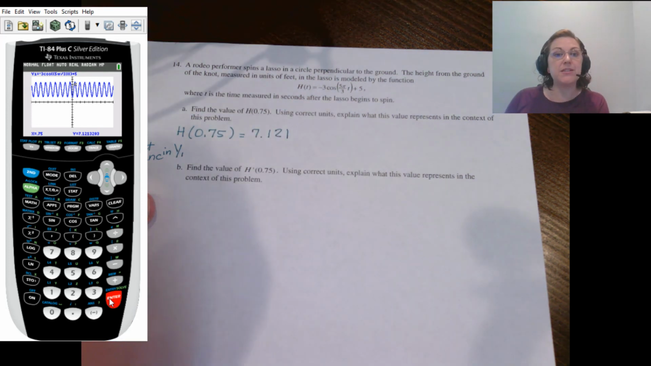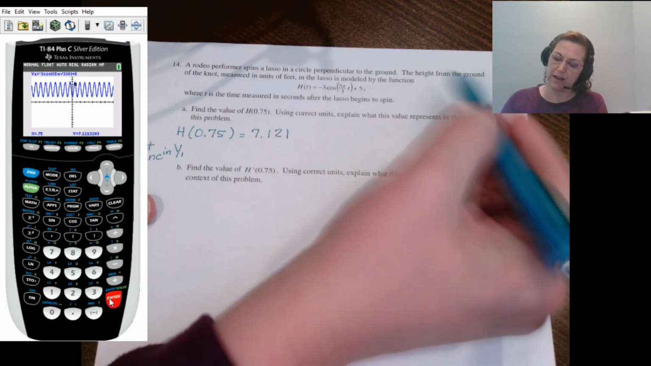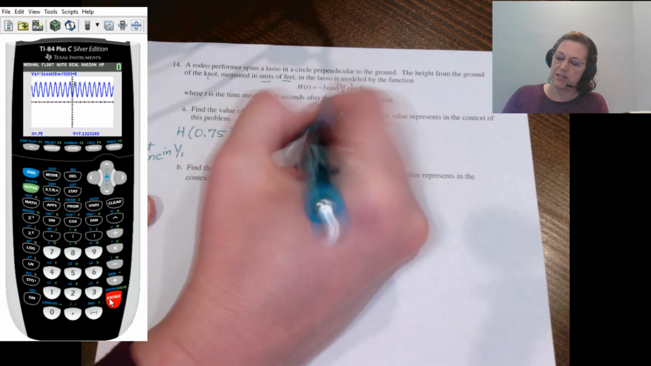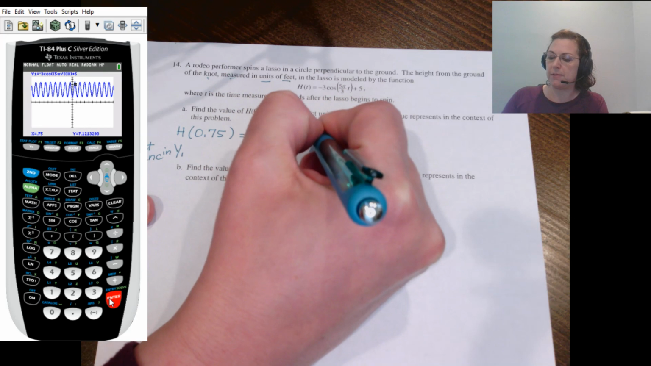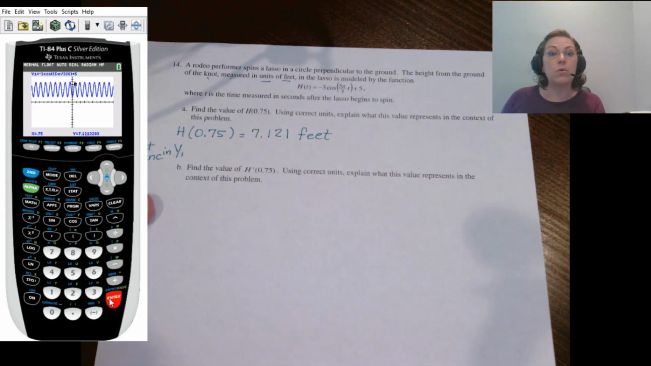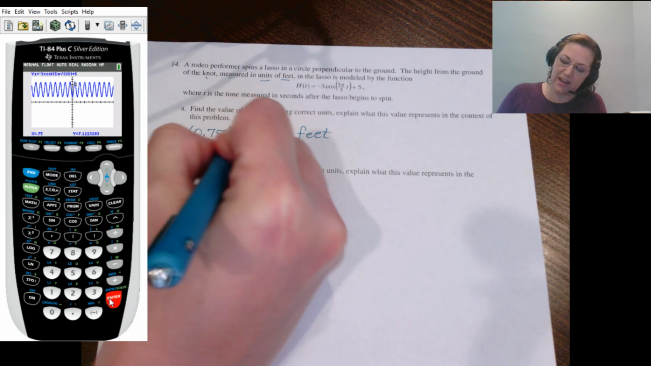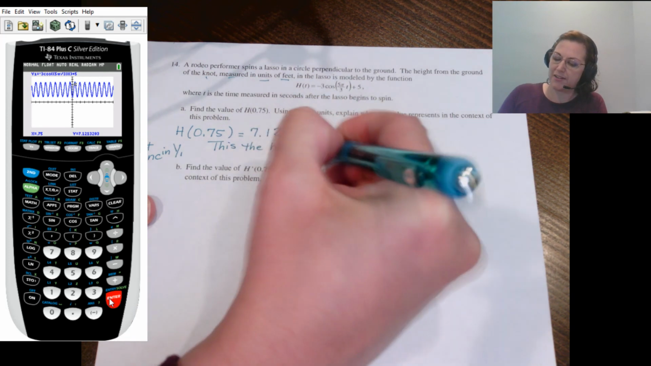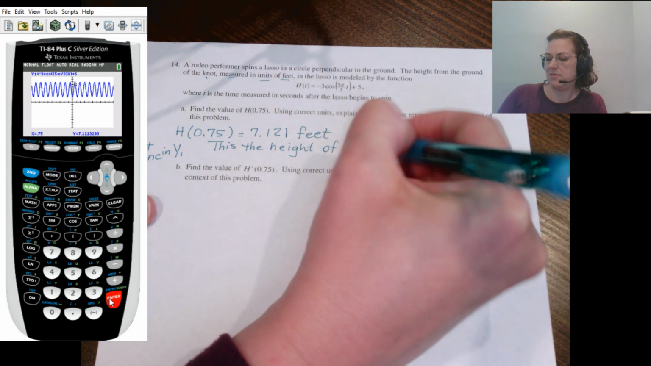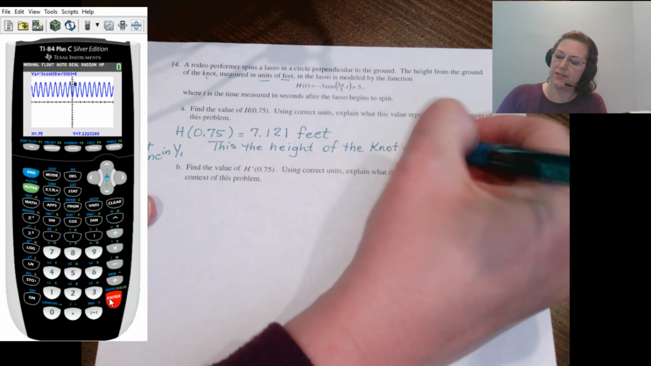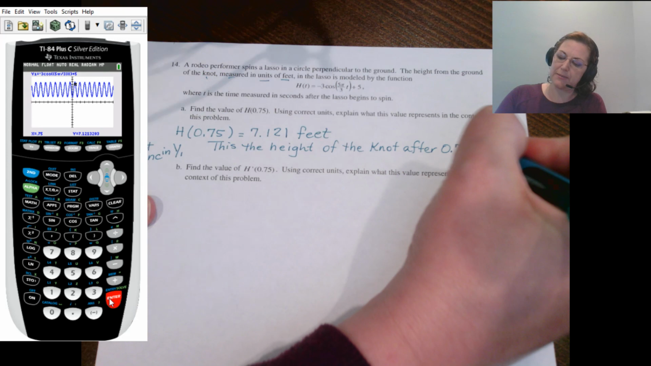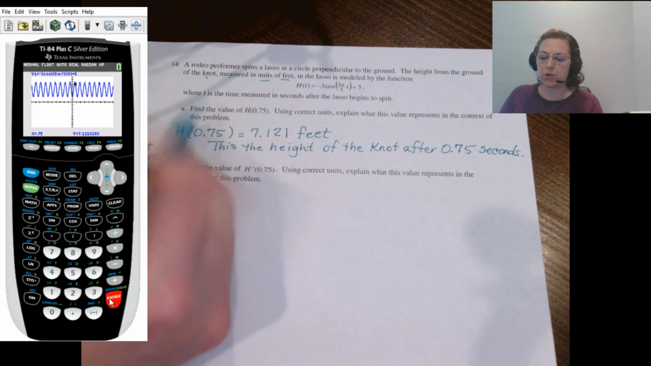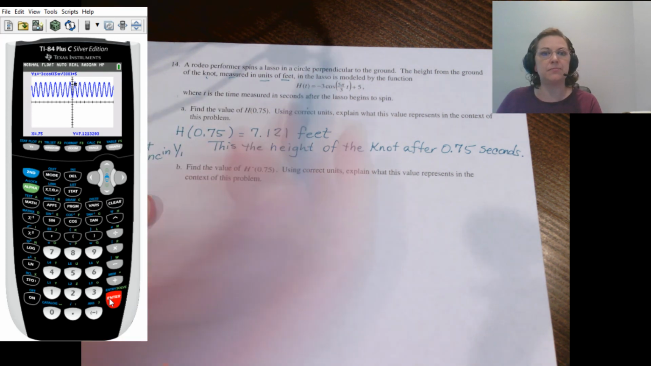Now remember, this is a function value. So look at your values, look at your units. The height from the ground of the knot measured in units of feet. So this is 7.121 feet. What does this represent? This is the height of the knot after 0.75 seconds. Now the 0.75, that was our t value, and it told me t was in the time measured in seconds.